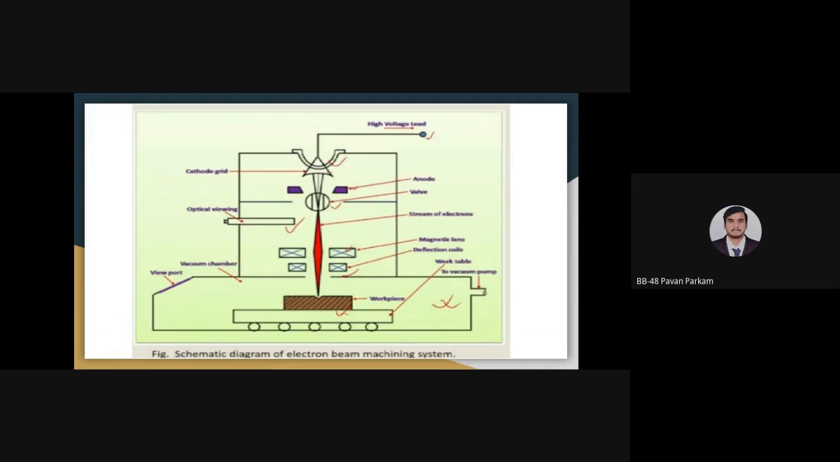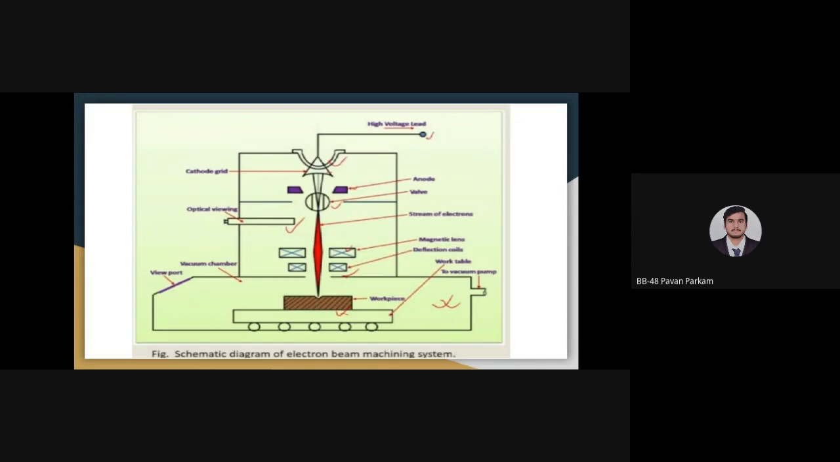So these electrons are expelled with a very high velocity, and they are coming toward this anode. You can see this anode. It is attracted toward the anode here. As it is attracted toward the anode, it is also expelled by the cathode. So it generates a very high velocity. That means the electron beam has a very high velocity.